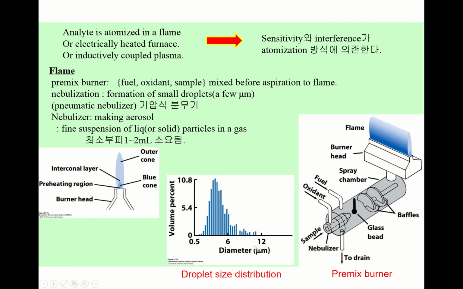And this is the droplet size. Using nebulization, you cannot make a uniformly distributed particle size, but the particle size has some distribution. Usually it has this kind of form. And this one is maybe around a few micrometers in diameter.